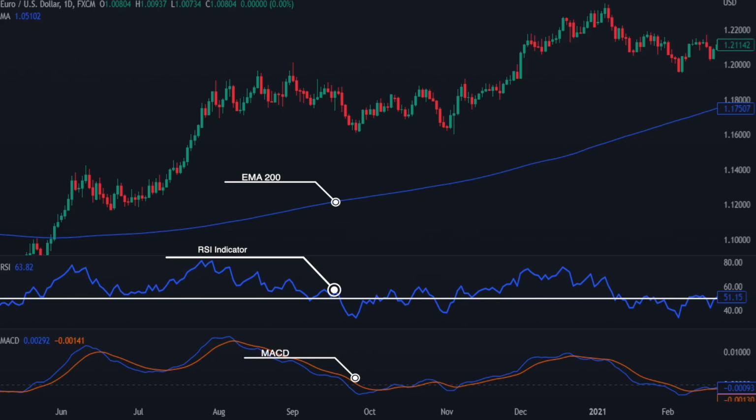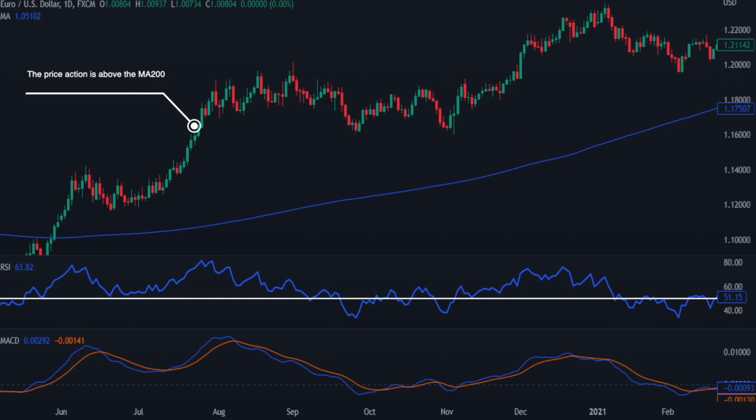Next, let me discuss the entry condition. For taking a long position, first, we need to see that the price action is above the 200 moving average. In this way, we are confident that the trend is only uptrend. Second, the MACD should show a bullish crossover. A bullish crossover is when the blue line crosses above the orange line. Lastly, the RSI should be seen above the 50 level line.